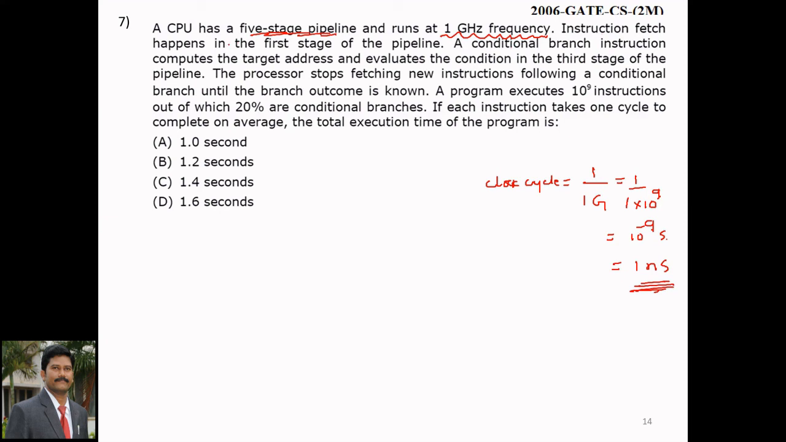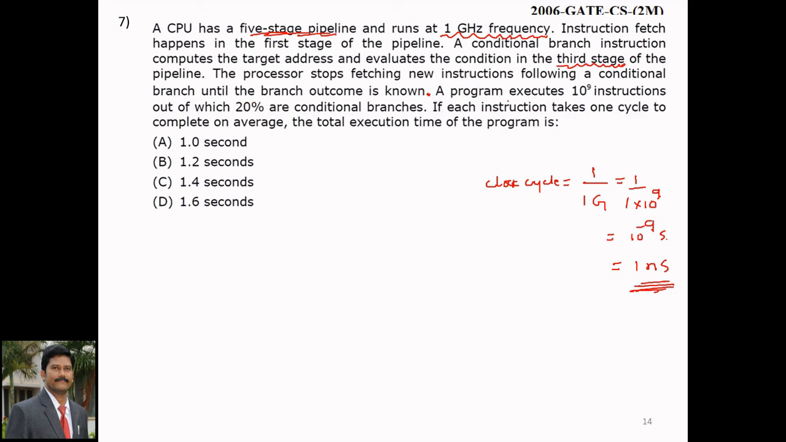Now, instruction fetch happens in the first stage, that we know already. A conditional branch instruction computes the target address and evaluates the condition in the third stage. That means for a branch instruction, up to the third stage you don't know. After the third stage, it knows the branch address. That means the first 2 cycles of the pipeline will be wasted. The processor stops fetching new instructions following the conditional branch until the branch outcome is known, that means until the third stage.